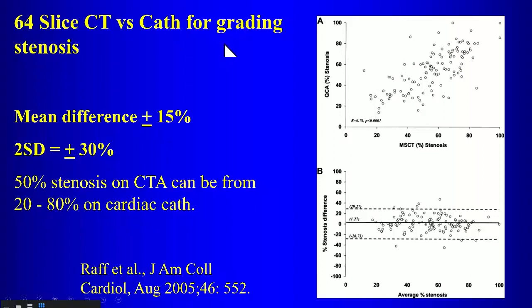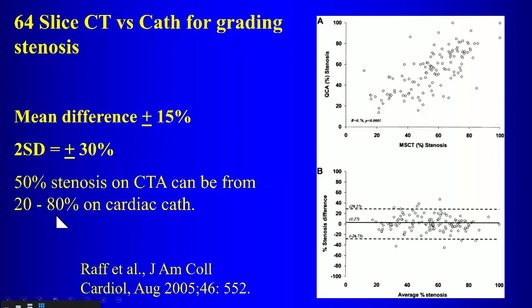You say 30%, 35%, 42%, whatever numbers you come up with. And then we compare that with the cardiac cath for that particular patient. It turns out that the mean difference is plus or minus 15% between your actual numerical grading with coronary CT compared to the cardiac cath grading. And two standard deviations gets you plus or minus 30%. So what does this mean? This means that if you say there's a 50% stenosis on your coronary CT scan, when they do cardiac cath, that could really be anywhere between 20 to 80% stenosis on cardiac cath.